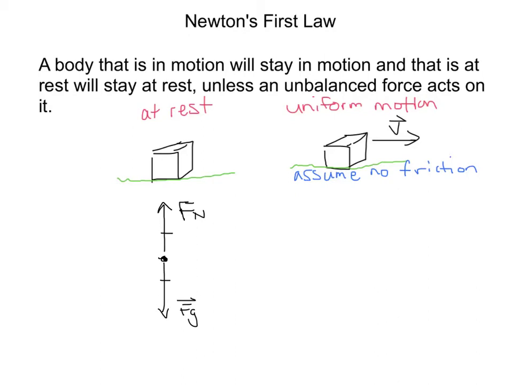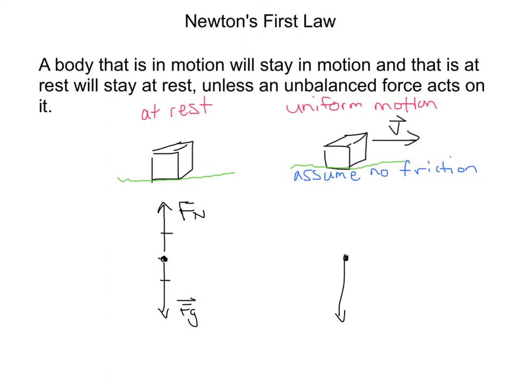And now we have an object here that's in uniform motion, meaning it's going at a constant velocity, so the direction and the speed are going to be constant. So we're assuming no friction in this situation. So there's an object moving, maybe it's ice on ice, right? Something that's going to have this ability for us to assume no friction and could go on forever. And we can draw a free body diagram for this as well.